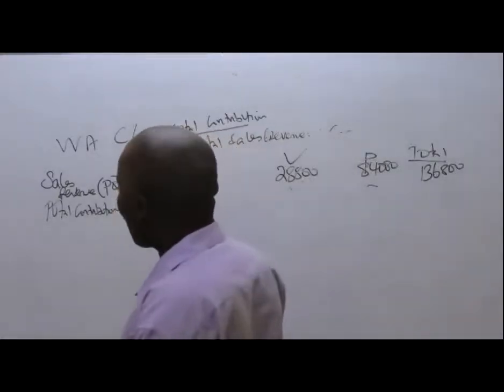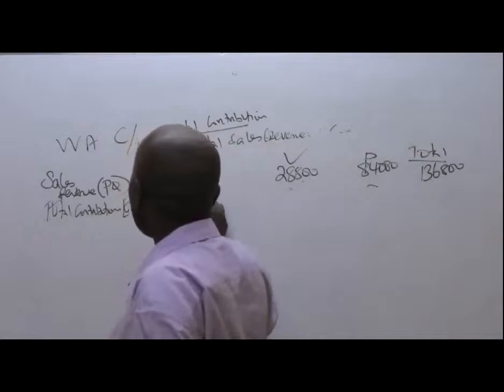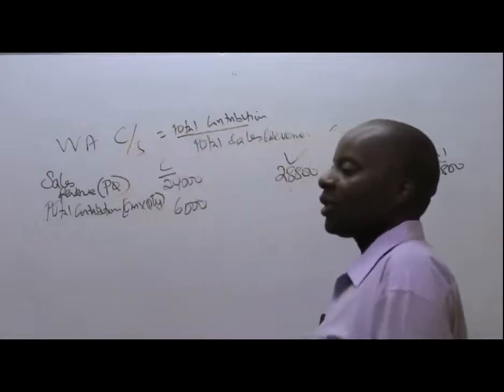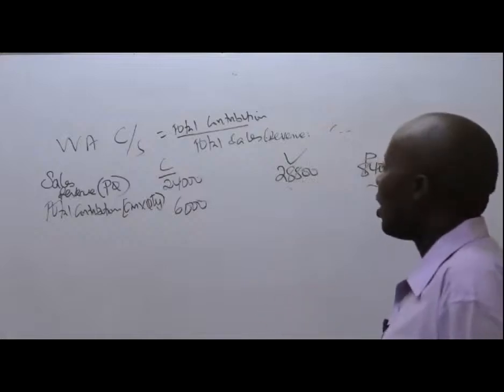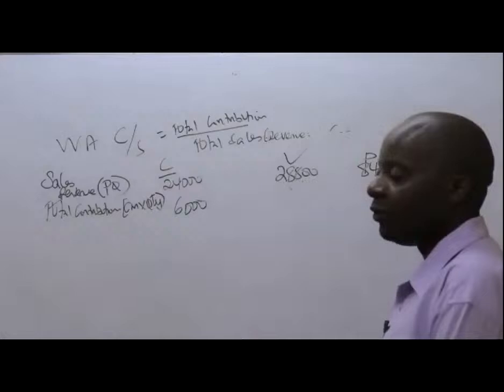So C, according to Lokai, is 6,000. She's taken 1.25 times 4,800. How about V?